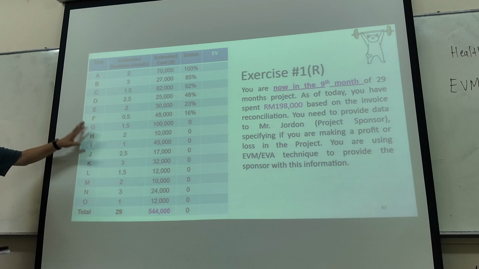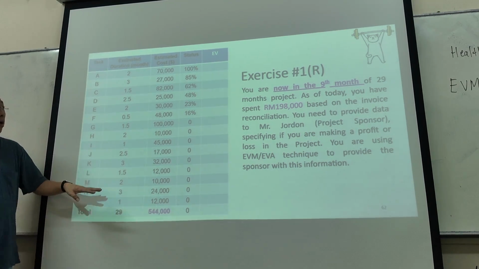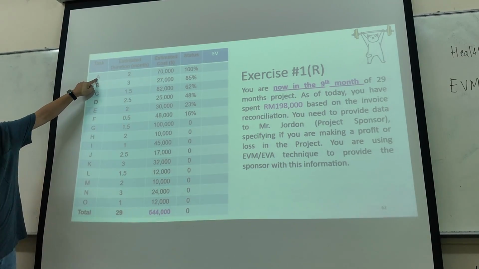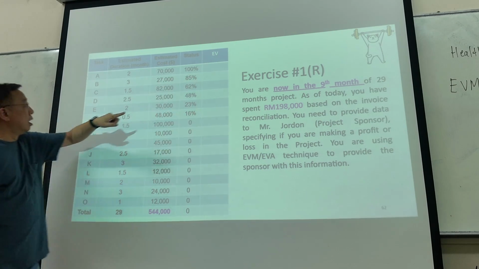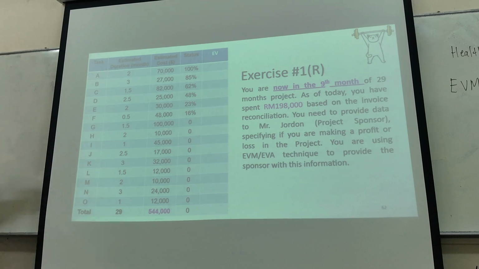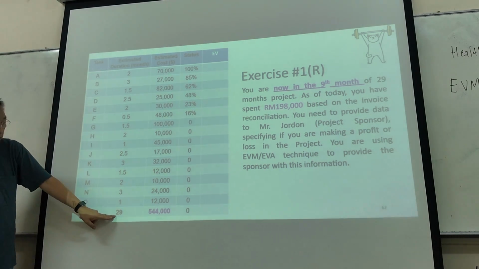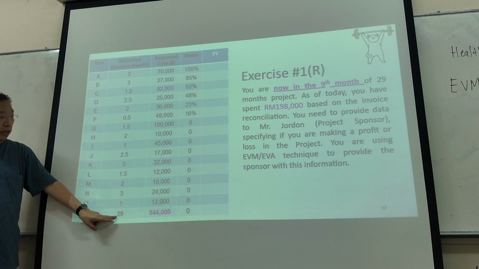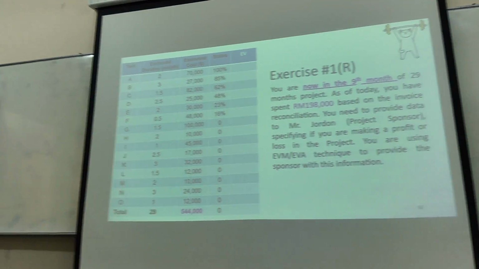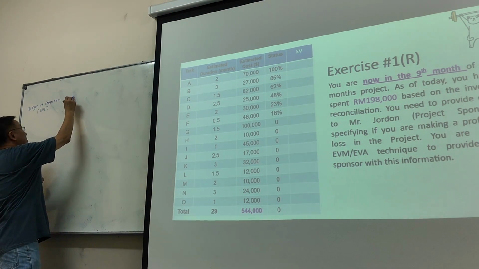And in this type of questions, if you get it in your test or your exam, they will also include the status. That means, has this task been completed? So if task A has been 100% completed, task B is only 85% completed. Based on this, you can tell a few things already. The total number of months is 29. This is the planned total of months to complete the project. The budget at completion, let me write it down, BAC, budget at completion, is actually $544,000.